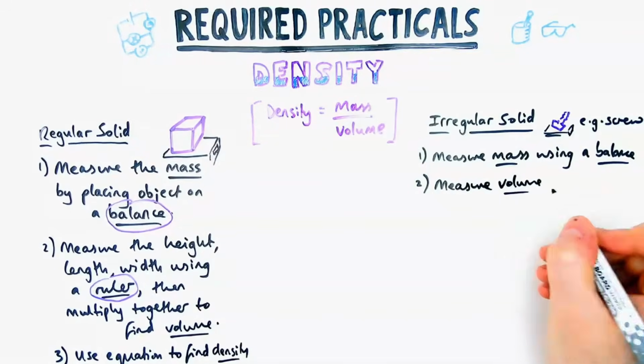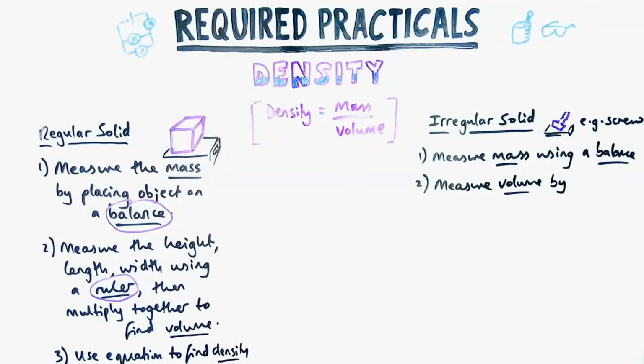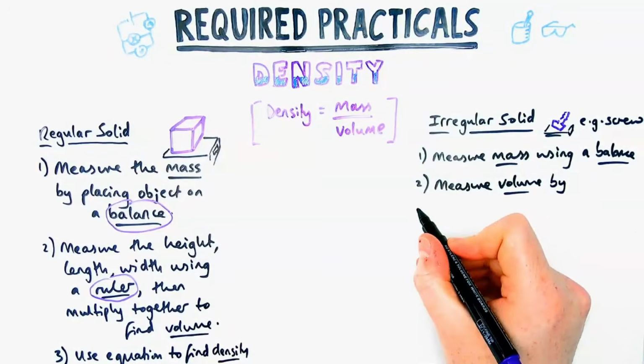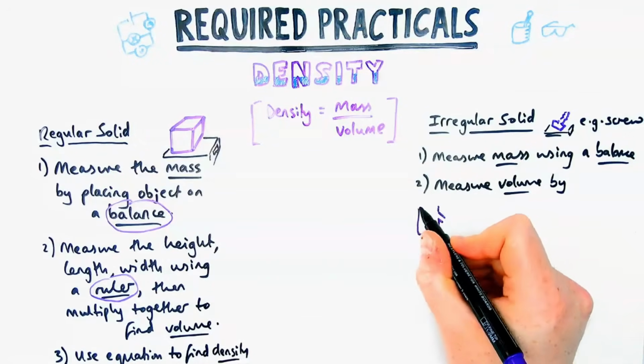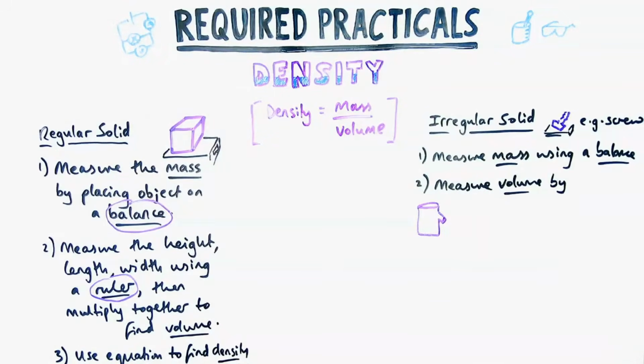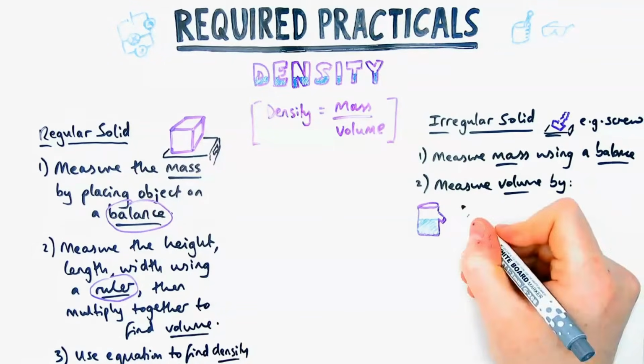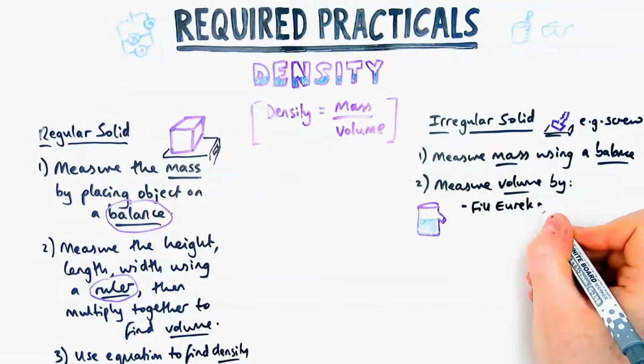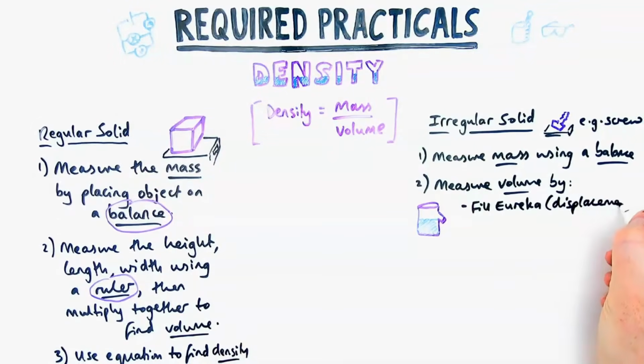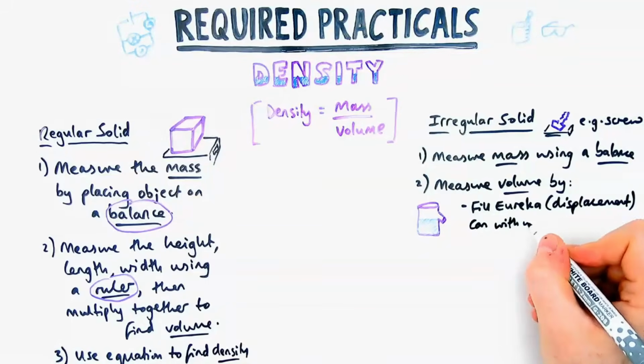There are a couple of sub-steps here. To measure the volume, we can't measure the length, width, and height because it's not a regular shaped object. So we're going to use one of these. This is called either a displacement can or a eureka can. Essentially what we do is fill the eureka can, sometimes called the displacement can, to just below the spout with water.